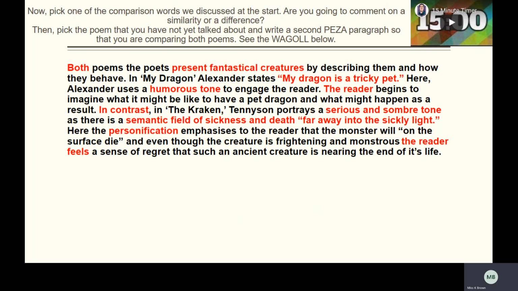You've done your first piece paragraph, so here's another 15 minutes to write the second part of your comparison by putting them together. Okay, 15 minutes, off you go.